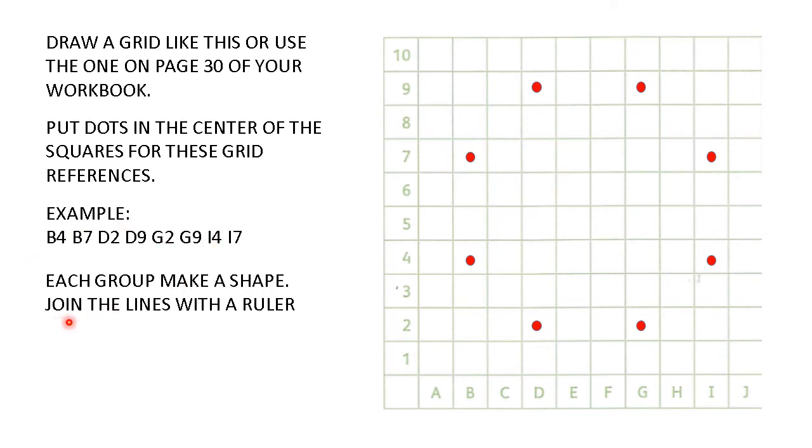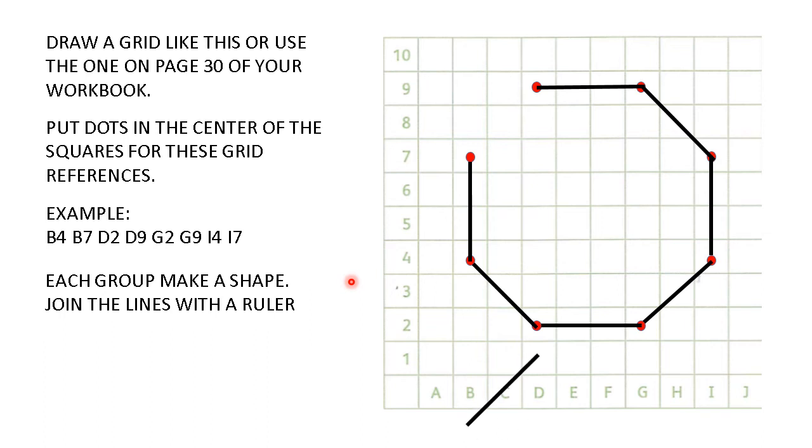I'm sure you can see. Join the lines with a ruler. And we can join them like so. Let's count them. 1, 2, 3, 4, 5, 6, 7, and 8. And now name the shape. And of course, 8 sides, 8 corners. It's an octagon.